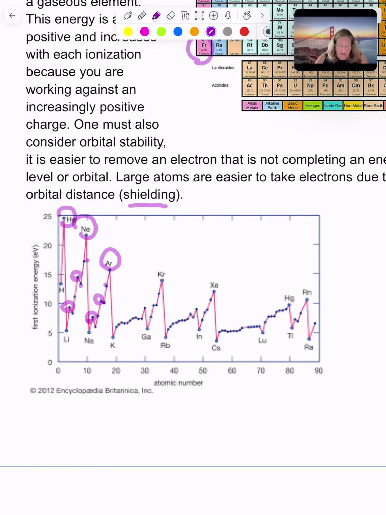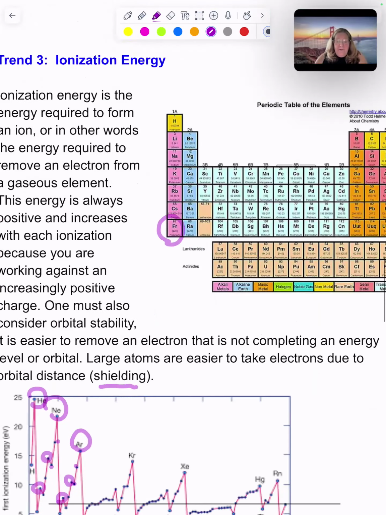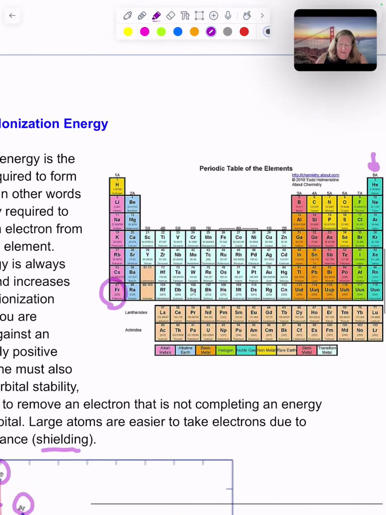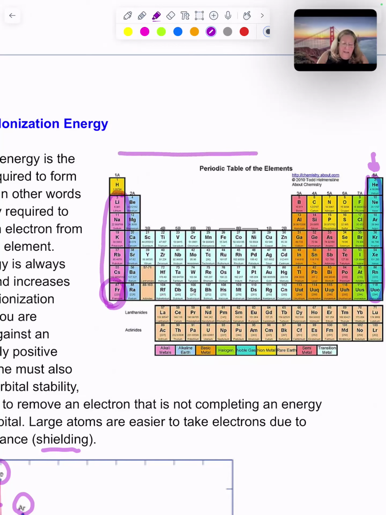Transition metals also have some weirdness going on with them. Remember, D's are going to fill before. So you've got all that going on here. So think about the periodic table. The hardest to remove an electron are over at this side of the table, your noble gases. The easiest, these alkali metals, they're practically throwing their electrons away. So the trend is going to point across and up for the most difficult to remove the electron away from.